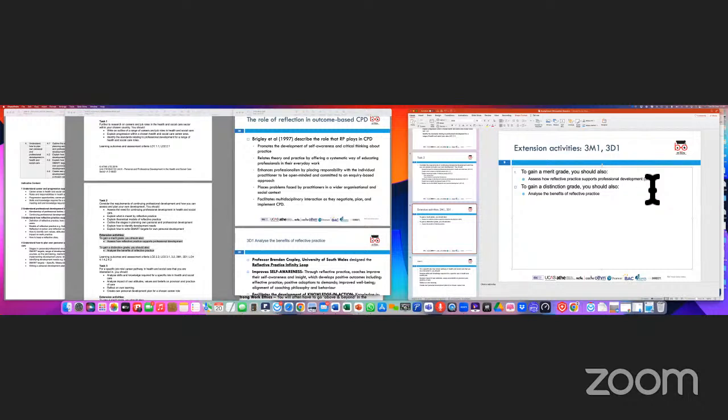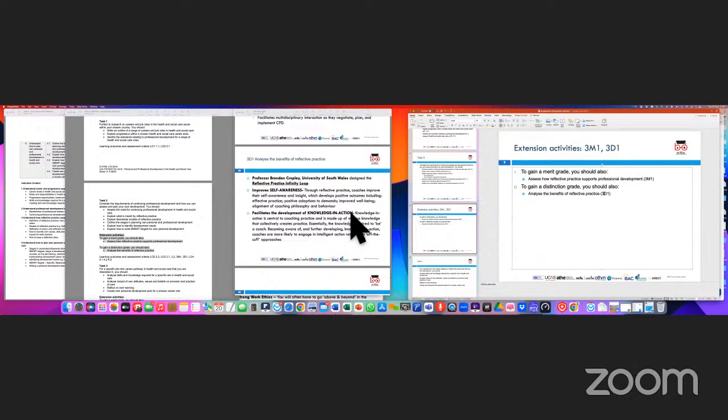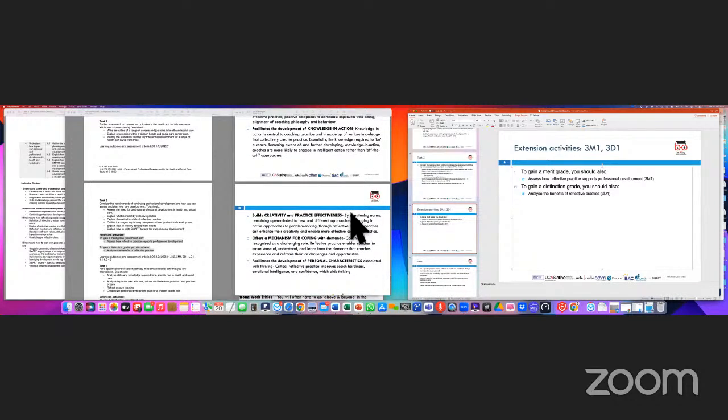Now, when we talk about a distinction, there is one criteria, which is 3D1. And this one talks about the benefits of reflective practice, which is also summarized nicely in these slides in Learning Outcome 3. Reflective practice allows you to understand what areas of improvement you need, and in what areas you need to develop your knowledge. It talks about how you go about building knowledge, and putting that knowledge into practice.